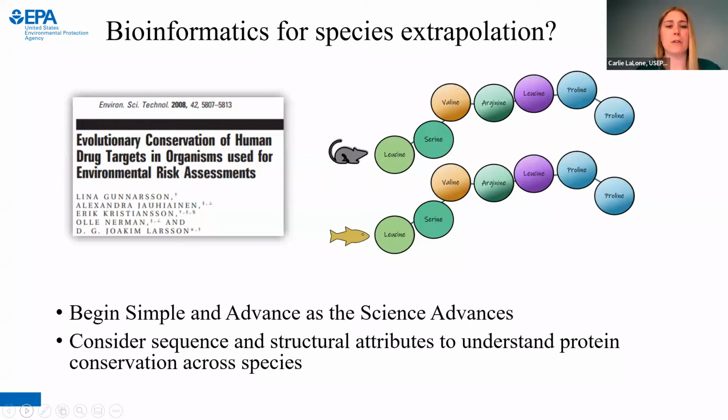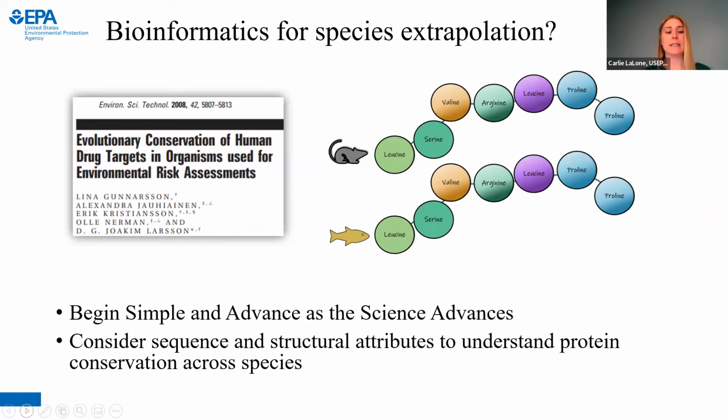So how can we start thinking about the use of bioinformatics in species extrapolation? So the work that really inspired my work was some work done by Lena Gunnarsson. And this was back in 2008. And she had written a paper, this is the title, Evolutionary Conservation of Human Drug Targets in Organisms Used for Environmental Risk Assessments. And she really laid out this vision for how we might be able to begin utilizing protein sequence information and thinking about how conservation might be linked to susceptibility or sensitivity of species, and thinking about doing some sequence type comparisons. And this, I think it's just brilliant work and really inspired me to move forward with the work that I'm going to describe to you today.